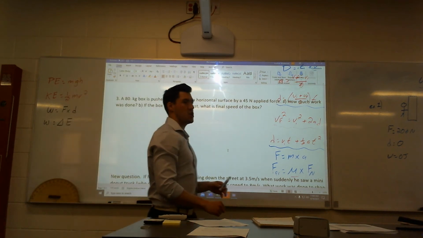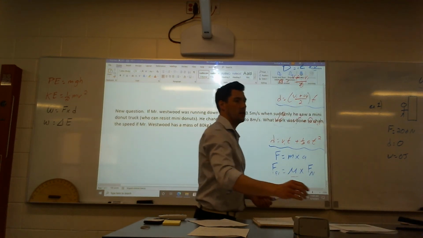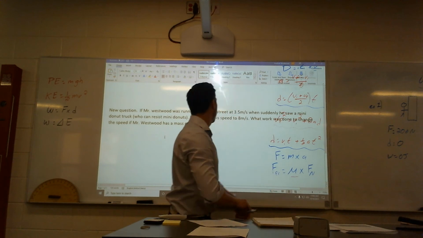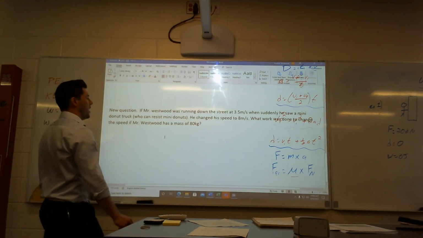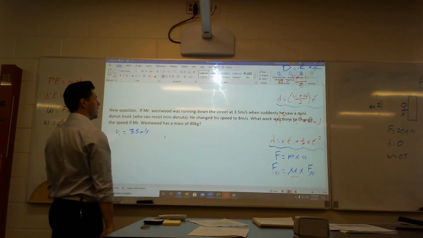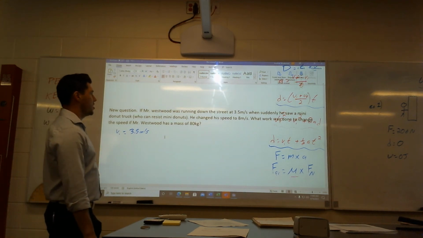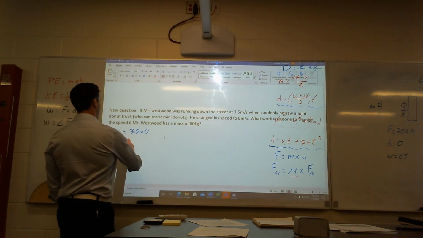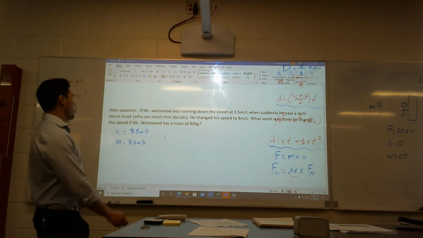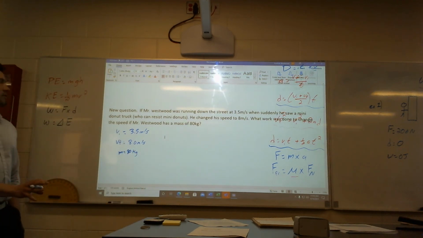This one's not on your practice sheet, but I kind of alluded to it in the intro video, and I want to do one more similar one here. So it says if Mr. Westwood was running down the street at 3.5 meters per second, so I have initial velocity, VI, of 3.5 meters per second. Suddenly he saw a mini donut truck. I love mini donuts, who can resist mini donuts? He changed the speed to 8 meters per second, so velocity final equals 8 meters per second. What was the work done to change the speed if the mass is 80 kilograms? Might be more after those mini donuts, but we'll leave it at 80 kilograms.